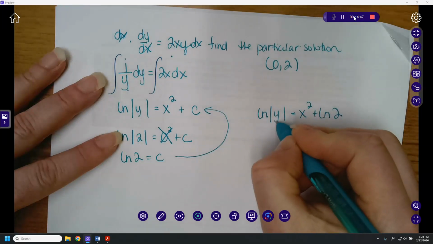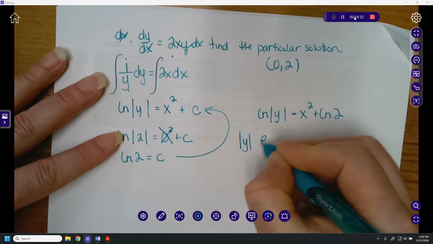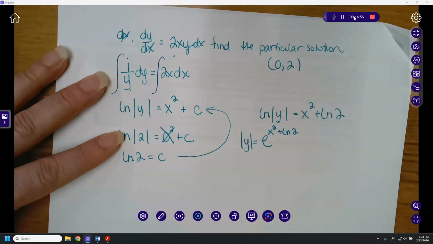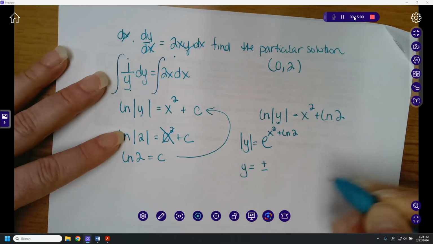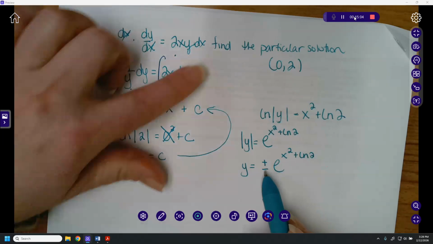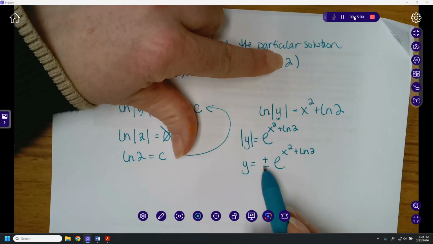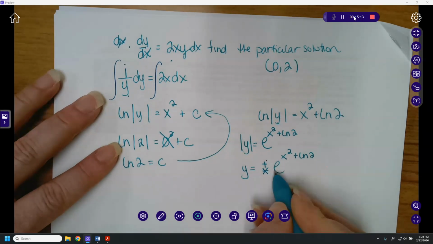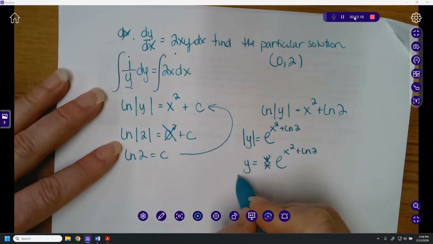I am going to get y alone by writing the absolute value of y equals e to this whole side, x squared plus ln of 2. Now, to remove this absolute value, y equals plus or minus that. Because the initial condition this time was a positive value of y equal to a positive number, I'm going to take that out. This is just positive. You don't have to write it in there. Okay. All right. This is amazing if you get it this far.